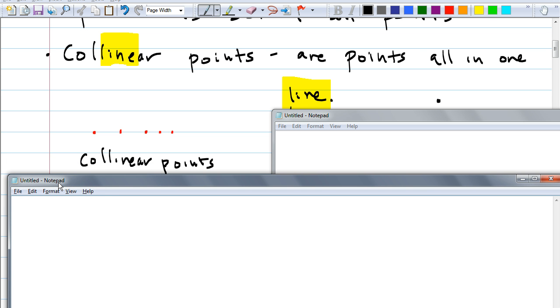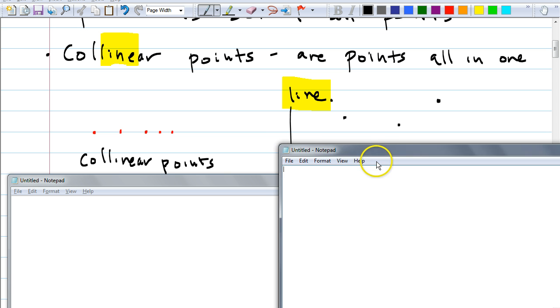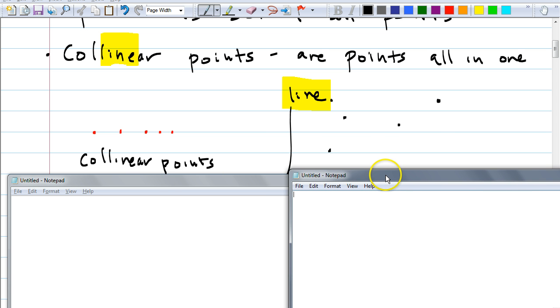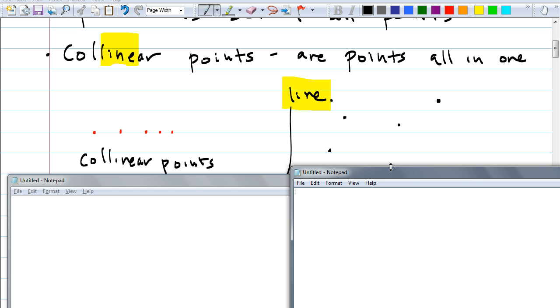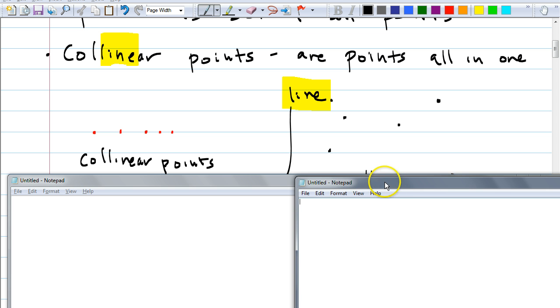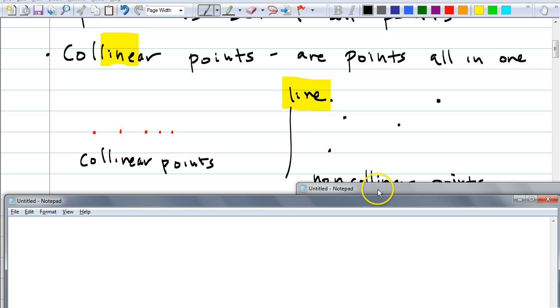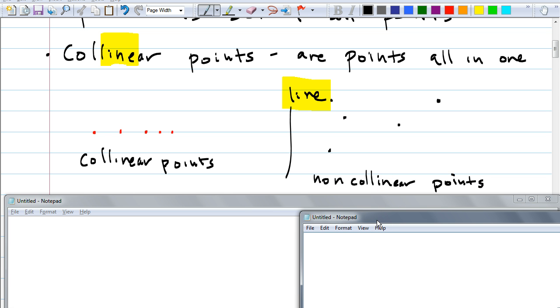Are all points collinear? If you have a random bunch of points, are they always going to be collinear? No. What do you think we call these sort of points, the black ones? Non-collinear is correct. Very good. So they're not collinear. We call the points that are not on the same line non-collinear points.